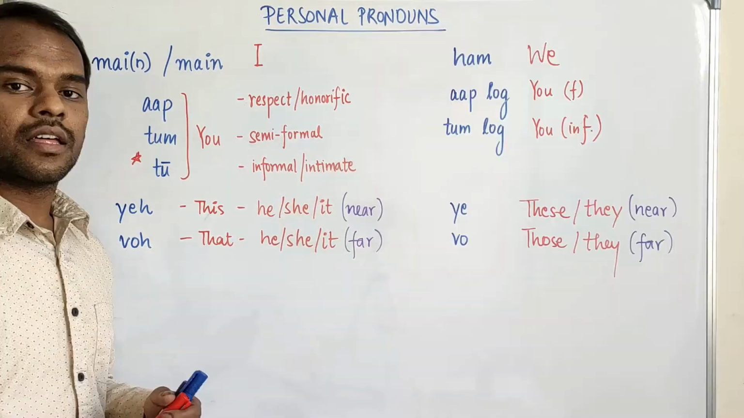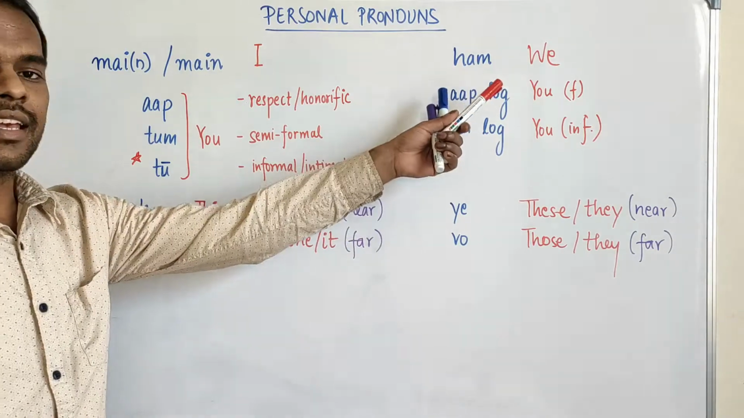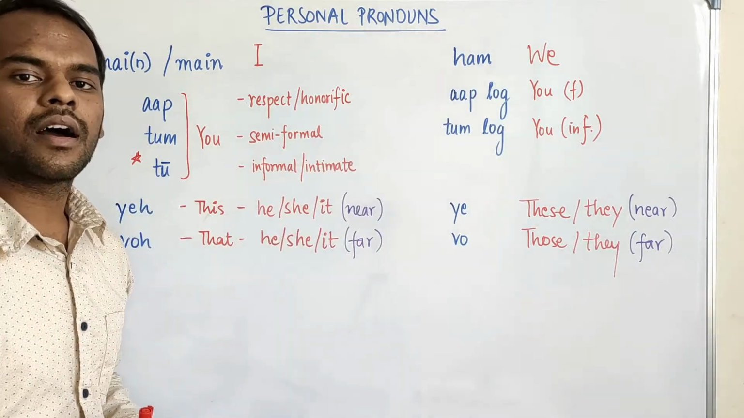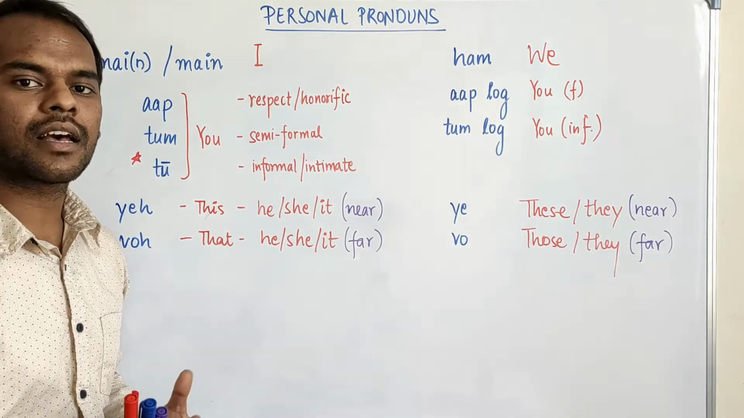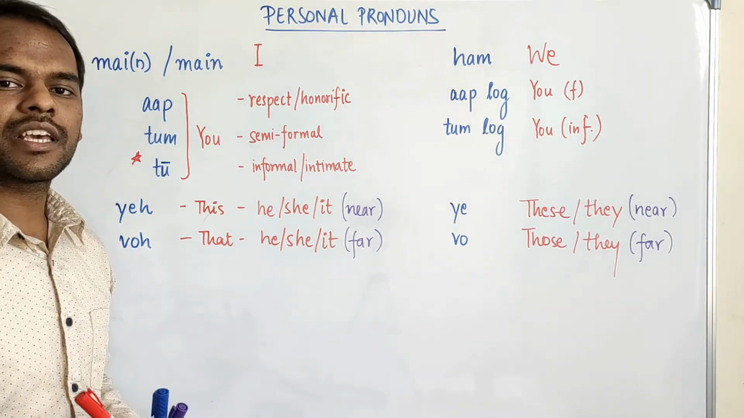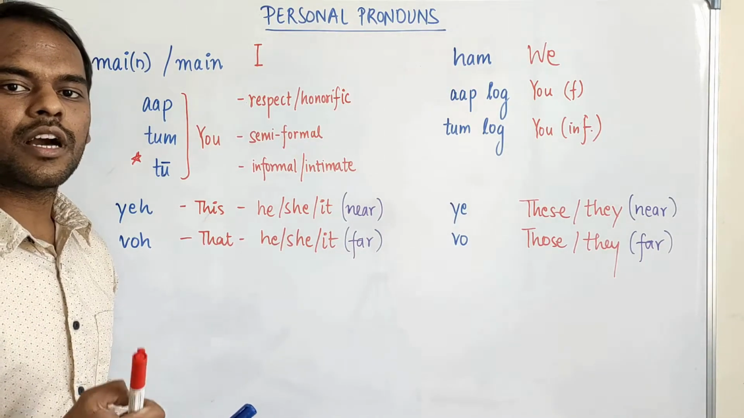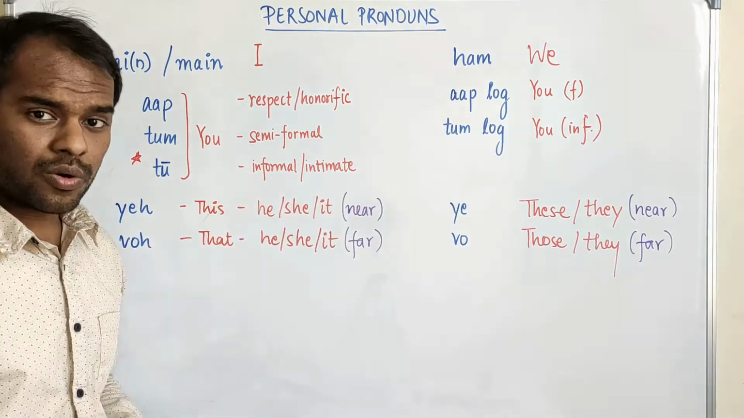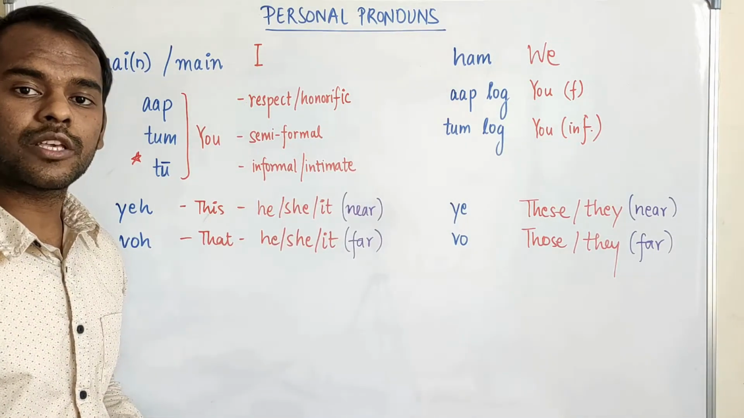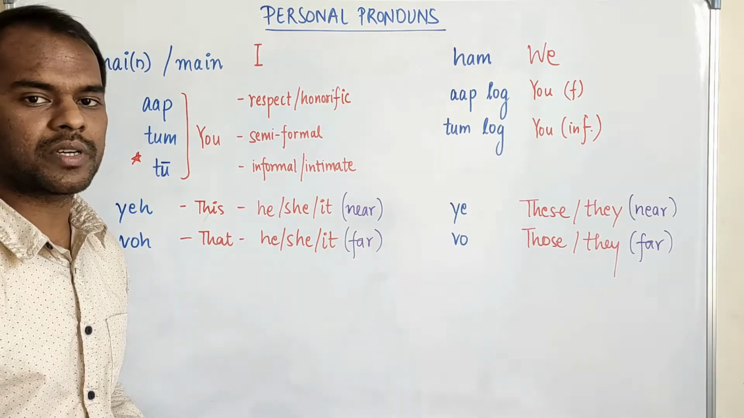Okay. Now talking about plurals. We is hum. Hum, a short sound, not harm, it's hum. And to say you plural, you can just add the word log to aap and tum. Log literally means people, and we use aap log and tum log to address more than one person.